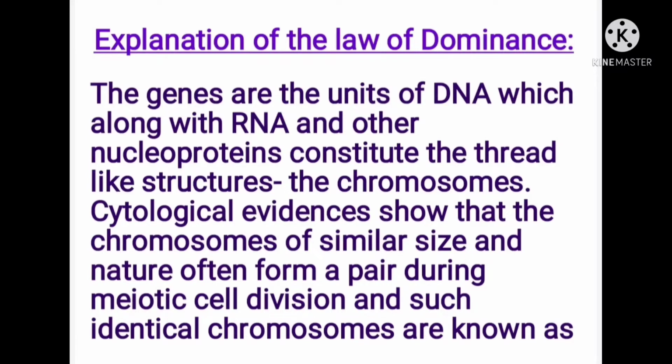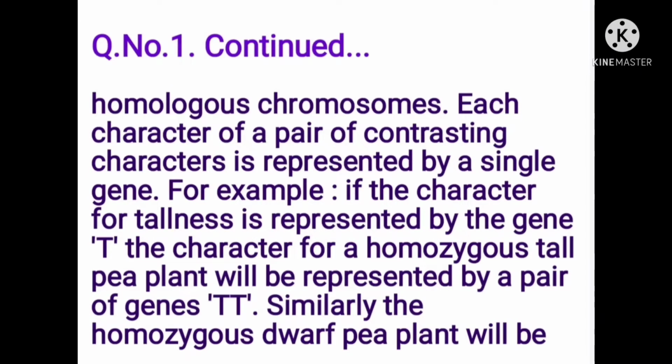The genes are the units of DNA, which, along with RNA and other nucleoproteins, constitute the thread-like structures, the chromosomes. Cytological evidences show that the chromosomes of similar size and nature often form a pair during meiotic cell division, and such identical chromosomes are known as homologous chromosomes. Each character of a pair of contrasting characters is represented by a single gene.